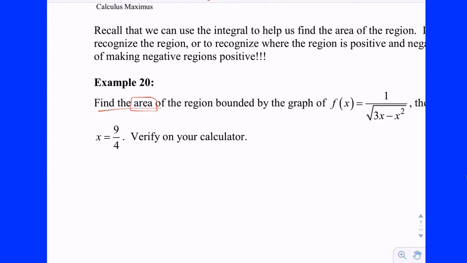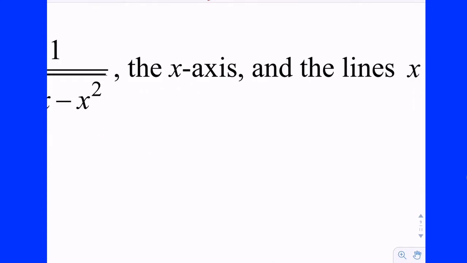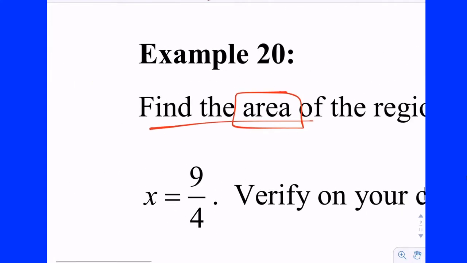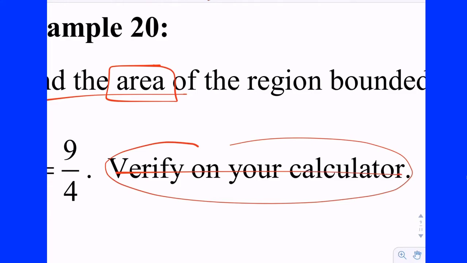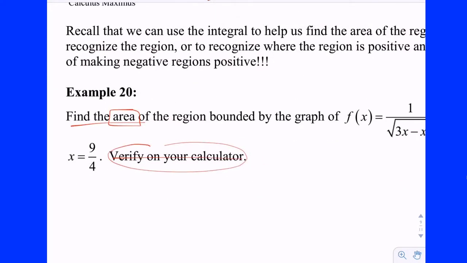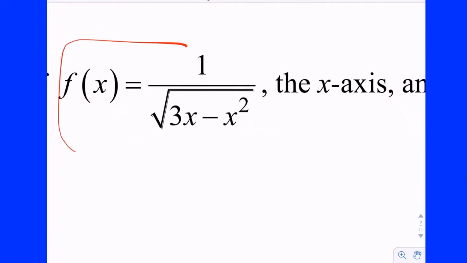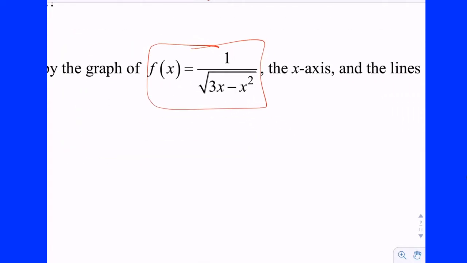Okay, so find the area of the region bounded by the graph of that, the x-axis and the lines x equals 3/2, and x equals 9/4. Verify on your calculator if you want to. Okay. All right, so step 1 is to identify the region. All we need to do is sketch that without a calculator. Do you know what that graph looks like?